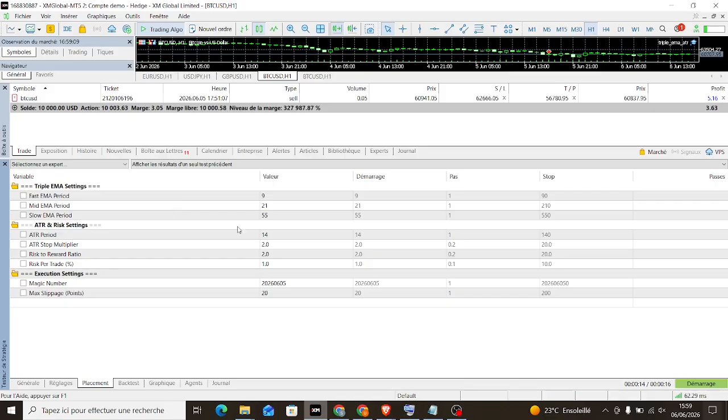So that is part 5. You now have the EA. You know how to install it. You have seen the live execution and the backtest results.